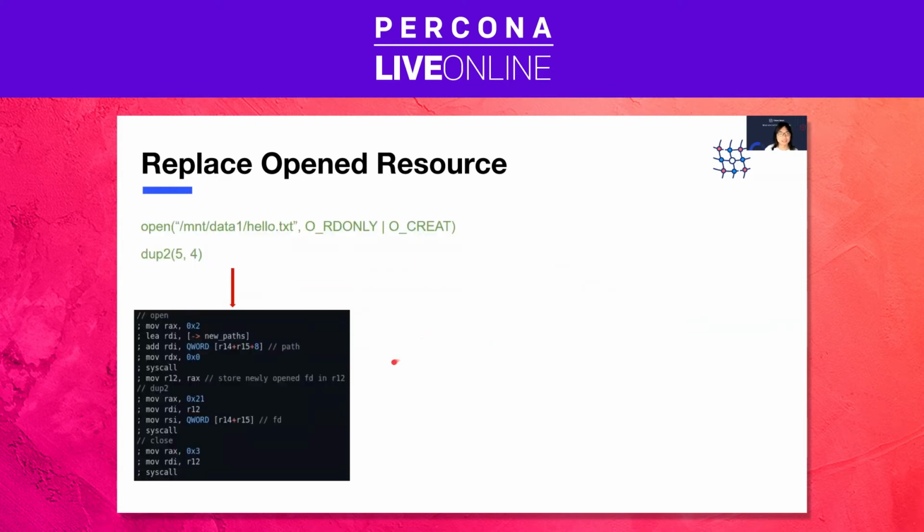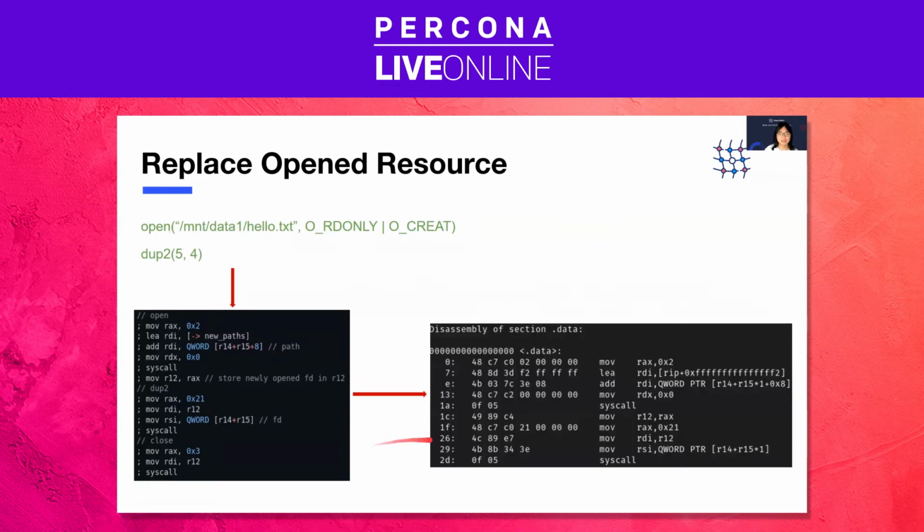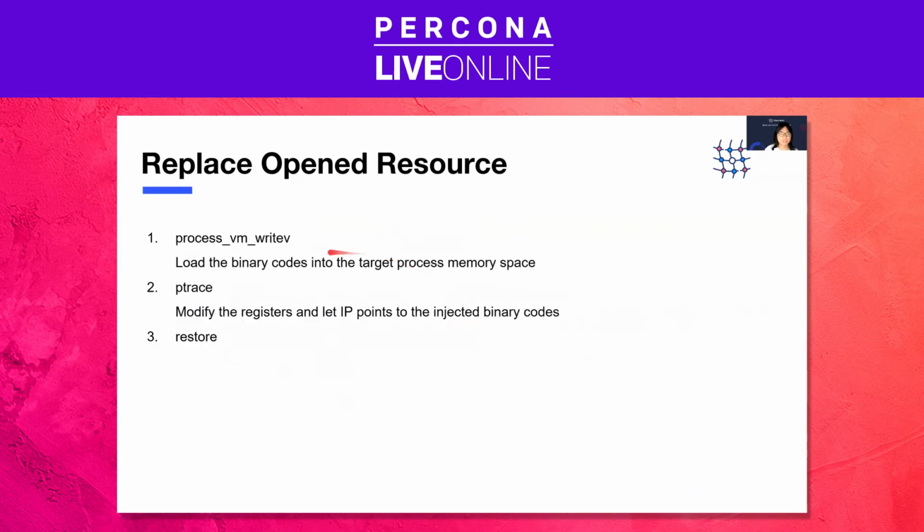Firstly, we rewrite these two lines into assembly code and compile them to binary code, for example, here, and use the process_vm_writev system call to load them into the target memory space. Finally, we use ptrace to modify the IP register to point to the loaded program and let it run automatically.